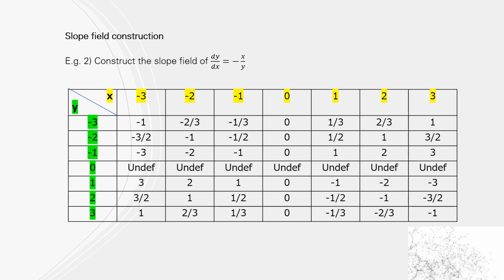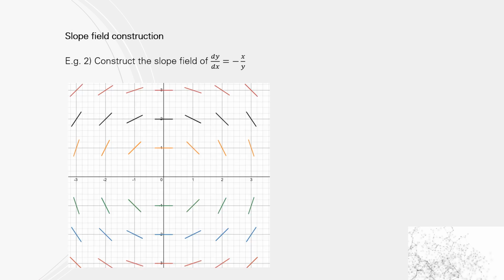I've just put this into Desmos, so thank you to Desmos for making this a lot easier. That's what our slope field looks like when you plot it. Hopefully you're noticing that it looks like a bunch of circles.